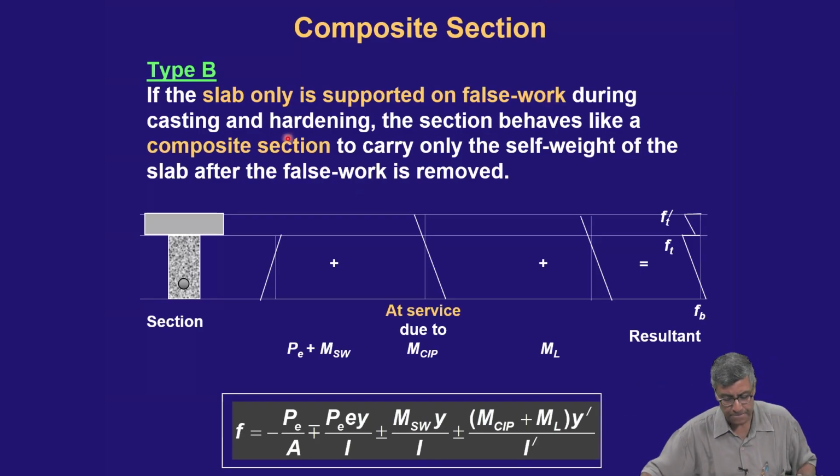Then what happens is that at the service, when I am removing the props, the weight of the member itself, the precast and the concrete on the top of it, is taken up by the full section, and the live load which comes on the slab is also taken up by the full section. And the resultant will be similar. This expression, if you compare with the previous expression, is slightly different, in that the cast in place portion has now come to the fourth term, which was earlier in the third term.